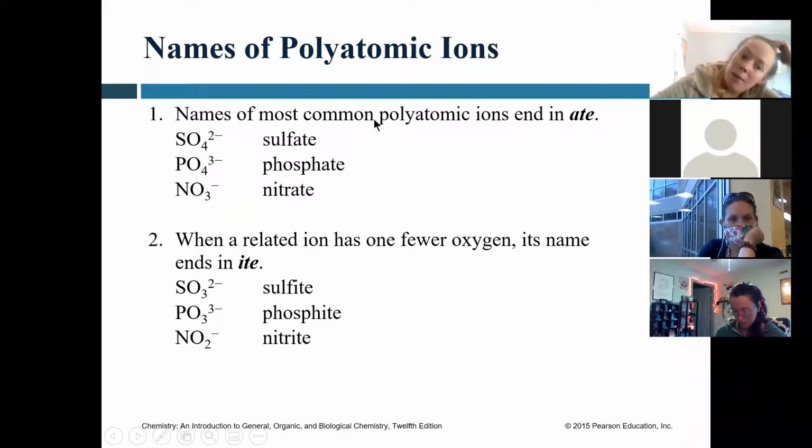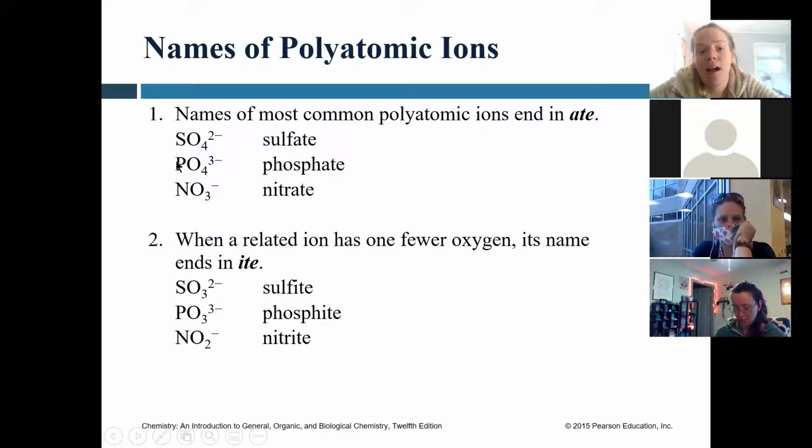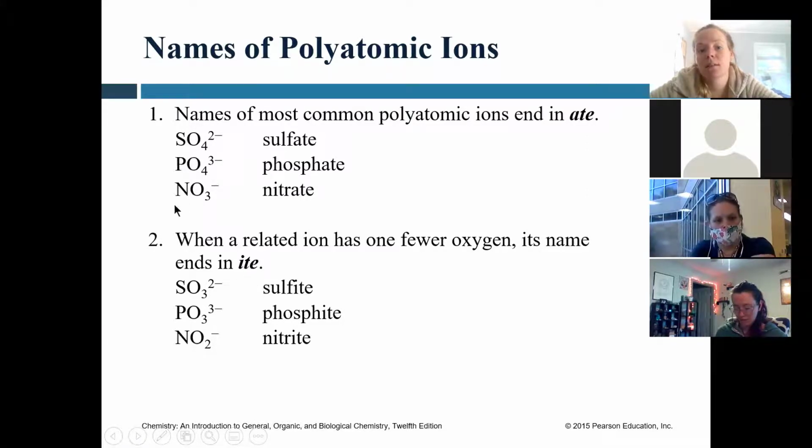So the most common ones ending in ATE: sulfate, phosphate, nitrate. Phosphate, PO4 3-, big charge on this guy. The ITEs all have 1 fewer oxygen than the ATEs. So if this is sulfate, sulfite better just be the same thing with 1 less oxygen. If this is phosphate, phosphite better be PO3 with a 3- charge. Keep the charge intact, just drop the oxygen.